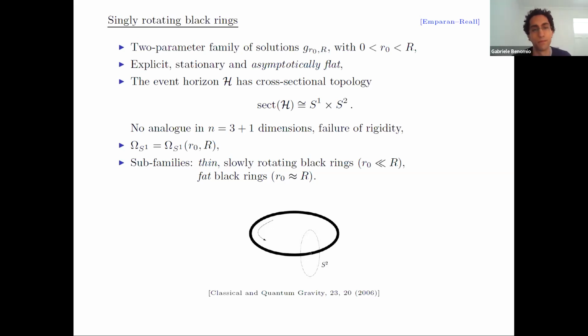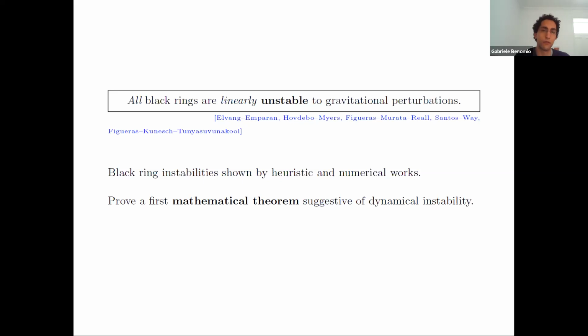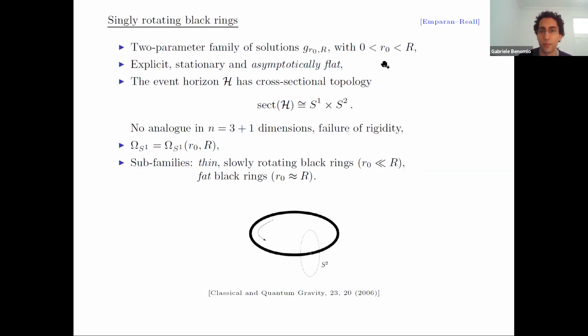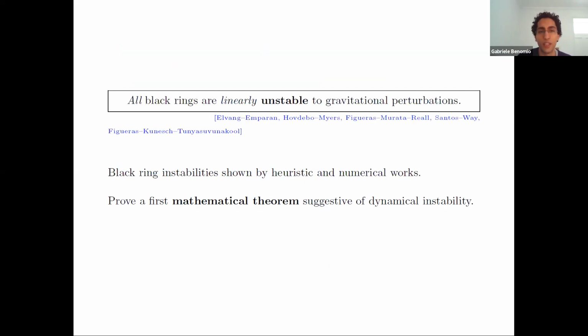So the fundamental fact for the dynamics of these black ring solutions is that all black rings are linearly unstable to gravitational perturbations. Let me remark that the nature of the linear instability that affects black rings will depend on where the black ring is sitting within the black ring family. In other terms, it depends on the values of these two parameters. But the claim is that for any choice of these parameters, so for any black ring, there will be some linear instability driving the evolution of the black ring under the linearized vacuum Einstein equation.